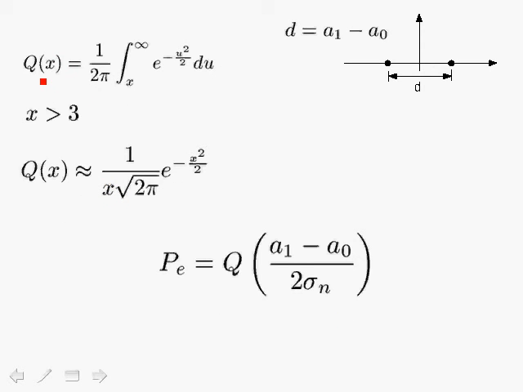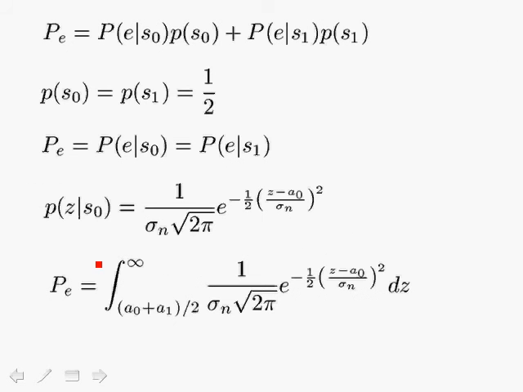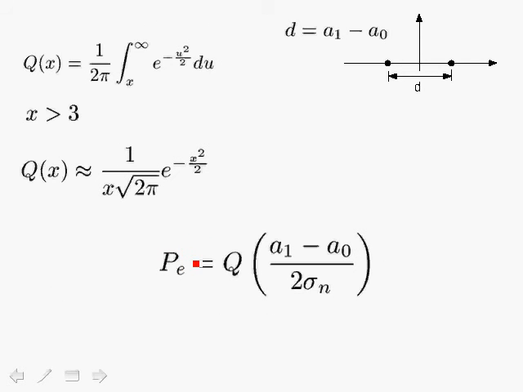We define the function Q(x), which is equal to 1 over square root of 2 pi, the integral from x to infinity of e to the minus u squared over 2 du, integrated over u. As it turns out, this function is very useful for the expression for the probability of error, because if you make a change of variables in the expression for the probability of error, you can actually express the probability of error in terms of the Q function with argument equal to (A1 minus A0) divided by 2 times sigma sub n. The Q function, Q(x), is tabulated.